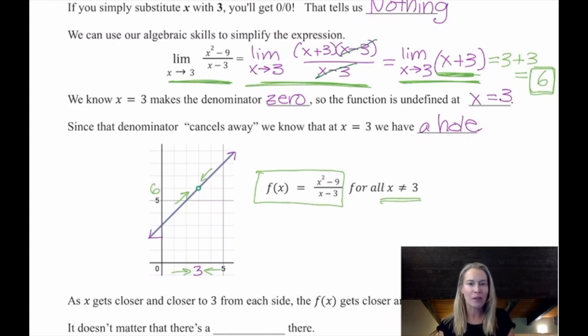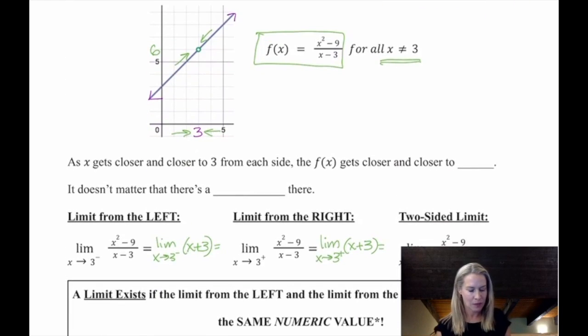So we do know that the limit of this function, we've seen it now graphically and algebraically, as x approaches 3 is 6. So as x gets closer and closer to 3 from each side, f of x gets closer and closer to 6. It does not matter that there's a hole there. The point doesn't have to exist. We just have to have the graph heading there.